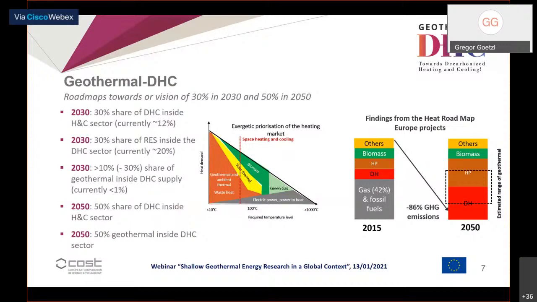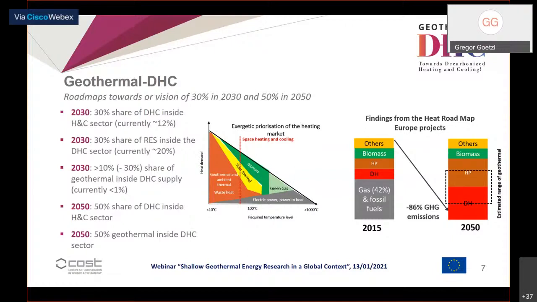Why are we doing this? Because we believe that if you look at the decarbonization of the heating and cooling market in Europe and in the global context, we are all facing similar problems: the future solutions to get rid of fossil fuels will mainly be based on two concepts. One is heat pumps for individual use, and the other one is district heating at different temperature levels. And as the Heat Roadmap Europe project showed, it is possible to decarbonize the heating and cooling sector without any new technology which is not invented yet.